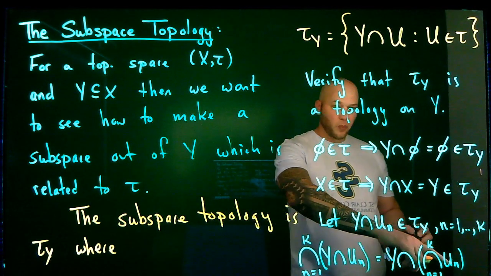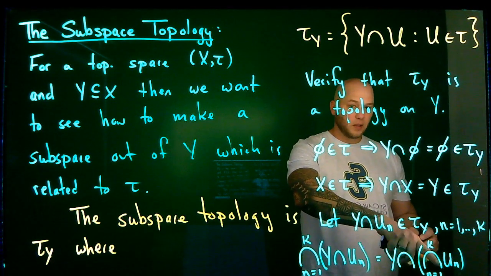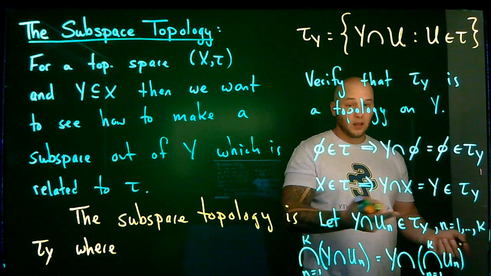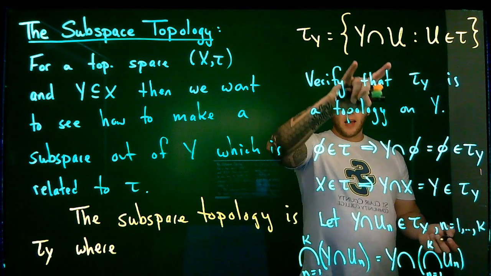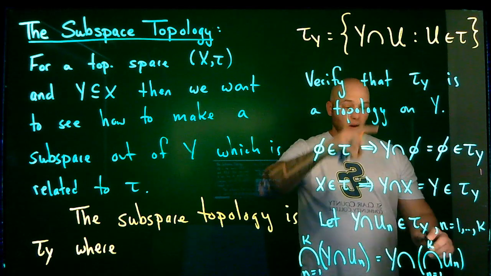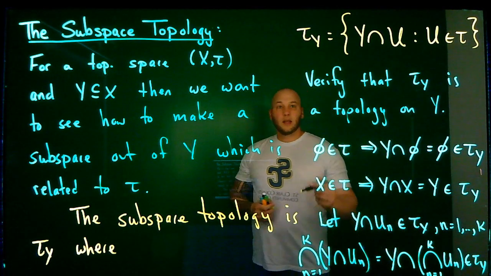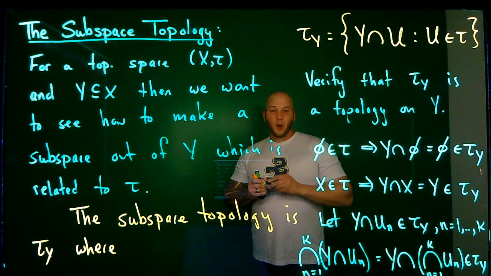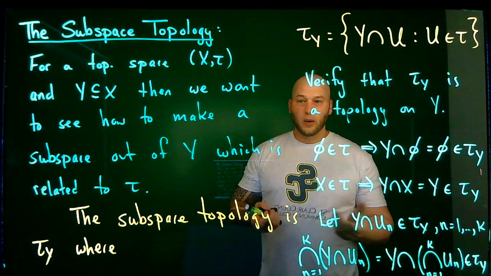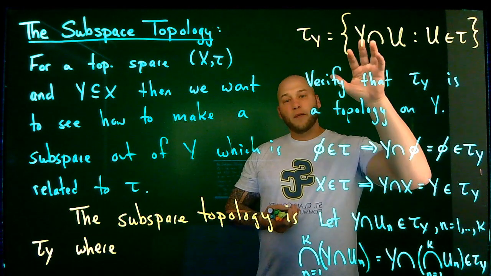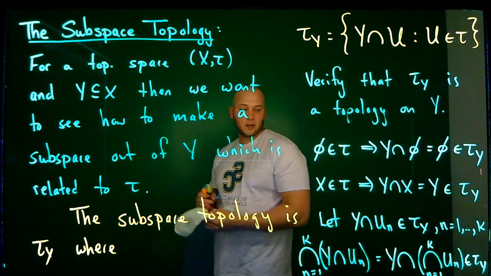If I look in the parentheses here, the intersection of the U n is a finite intersection of elements of the original topology, therefore that's in the original topology, and therefore Y intersect that set satisfies the definition that I created for tau Y, and this is an element of tau Y. Therefore, tau Y, what I'm going to prematurely call a subspace topology, since I'm verifying that it's a topology, is in fact closed under finite intersections.